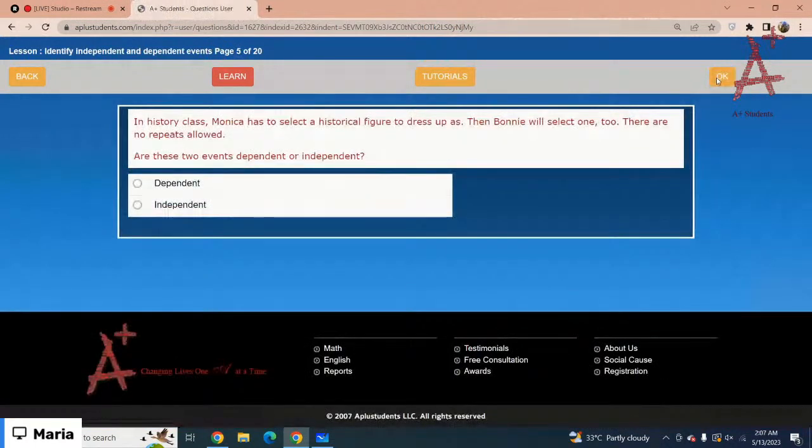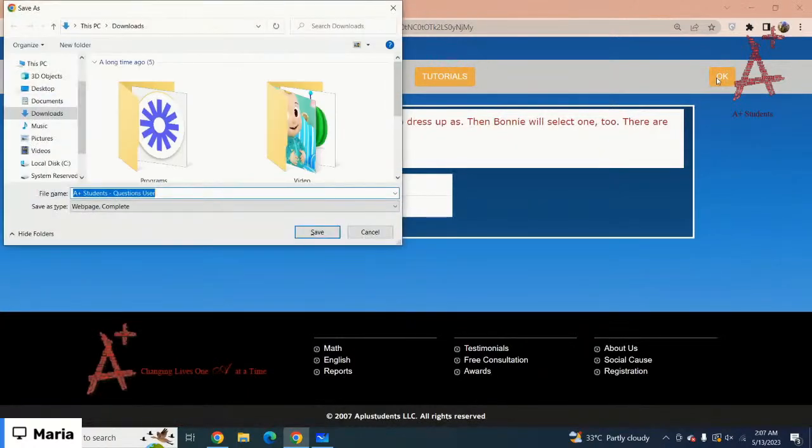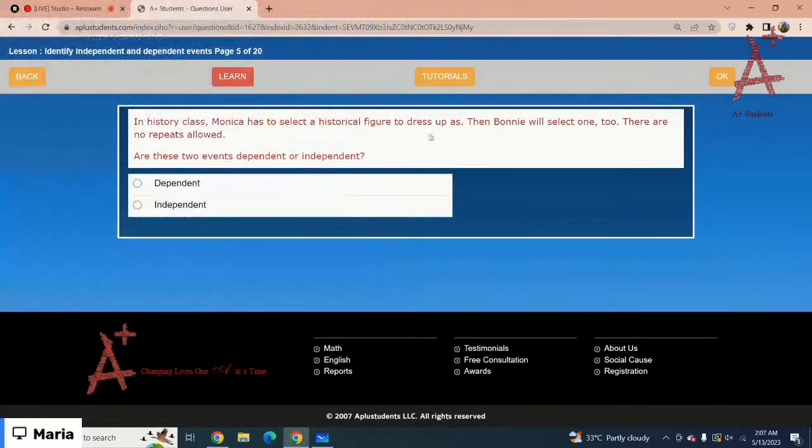Okay, in history class, Monica has to select a historical dress to dress up as. Then Bunny will select one, too. There are no repeats allowed. Are these two events dependent or independent? That's the same as we did in the tutorial. So when repetition is not allowed, that means they are dependent events. Because for example, Monica has three options to select one from. Now one of the dresses is selected by Monica. Now Bunny just has two options because he cannot repeat the one that Monica selected. Got it? So it would be a dependent event.